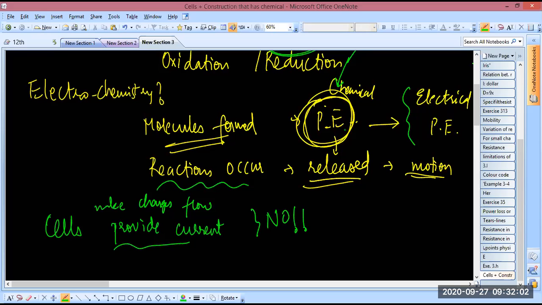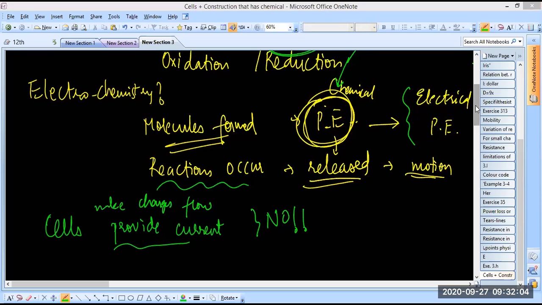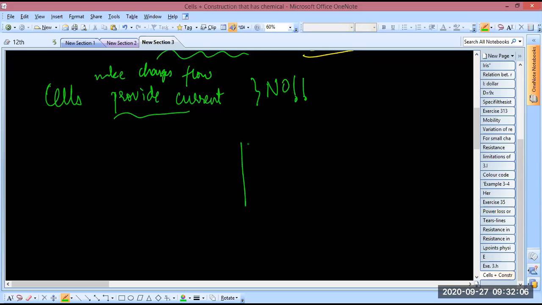Why? Let me explain. Let's say this is a battery or a cell. Let's say this is a cell, this pencil cell. Let's say you bought it new from the market. You have just opened up a packet. So is current flowing? I'm asking you. This is such a nice cell. Is current flowing?